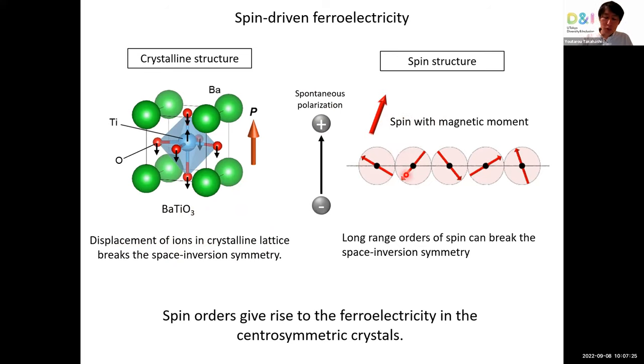But the ordering of the spins can break the inversion symmetry. The famous example is this cycloidal spin spiral. These spin orders give rise to ferroelectricity even in centrosymmetric crystals.